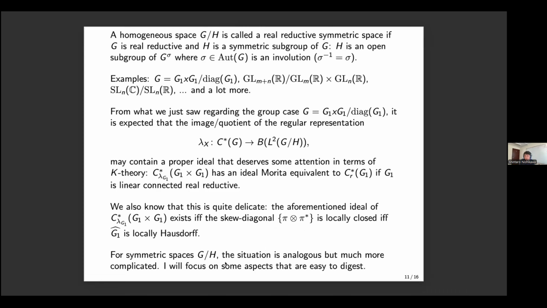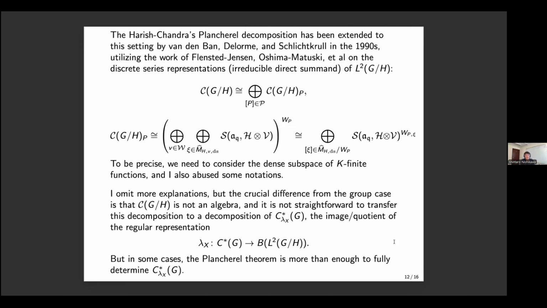And the situation is much more complicated. Unfortunately, I will not go into detail on that direction. I will focus on some aspects that are easy to digest, which is the case that corresponds to when G was the Harish-Chandra spectrum. It's similar to that situation. But I will first give you what was known, skipping some details. So this is one of the things I wanted to let you know, if you didn't know.